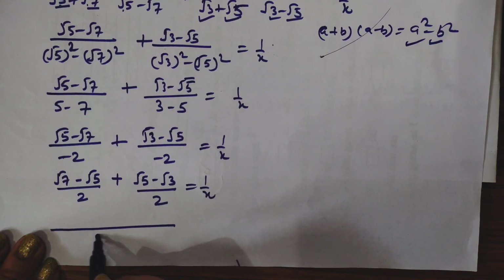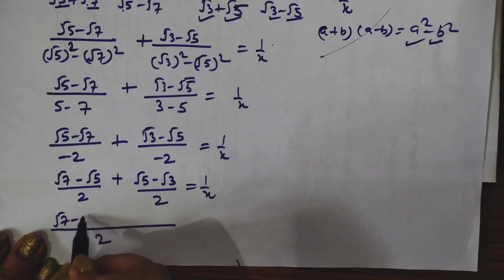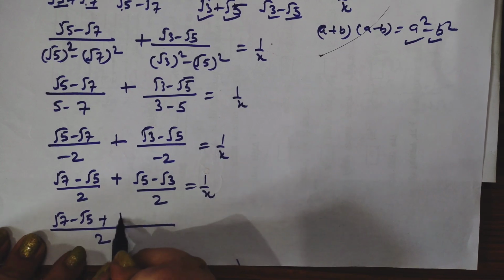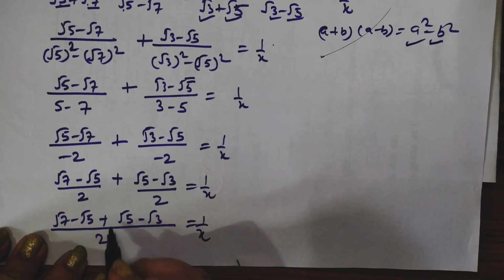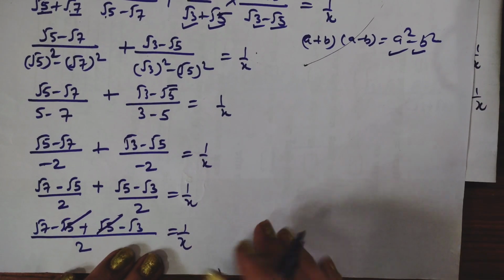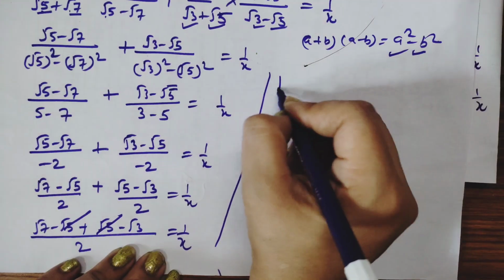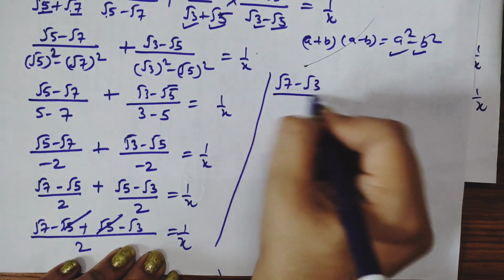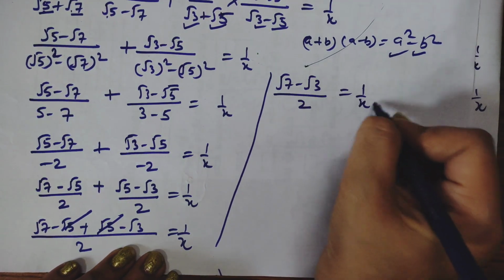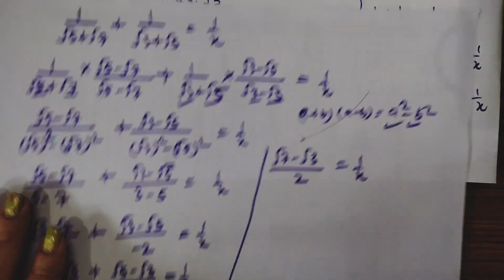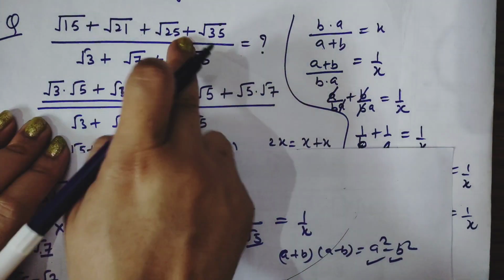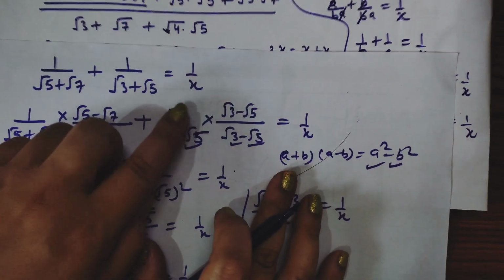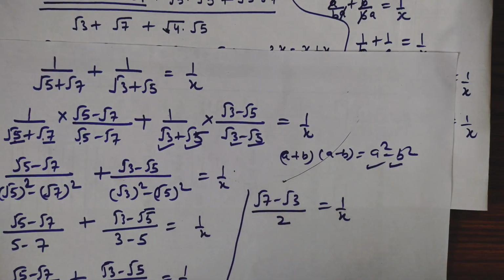Now take the LCM 2. So root 7 minus root 5 plus root 5 minus root 3 equals 1 upon x. This root 5 cancels out. So we have only root 7 minus root 3 upon 2 equals 1 upon x. Now in this question we need to find the value of this expression, but in this expression we will include this x also. So first of all we will find the value of x.